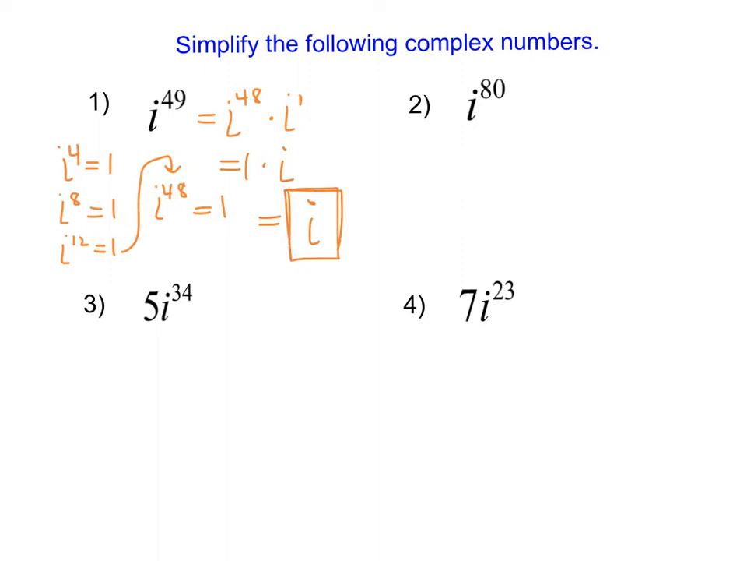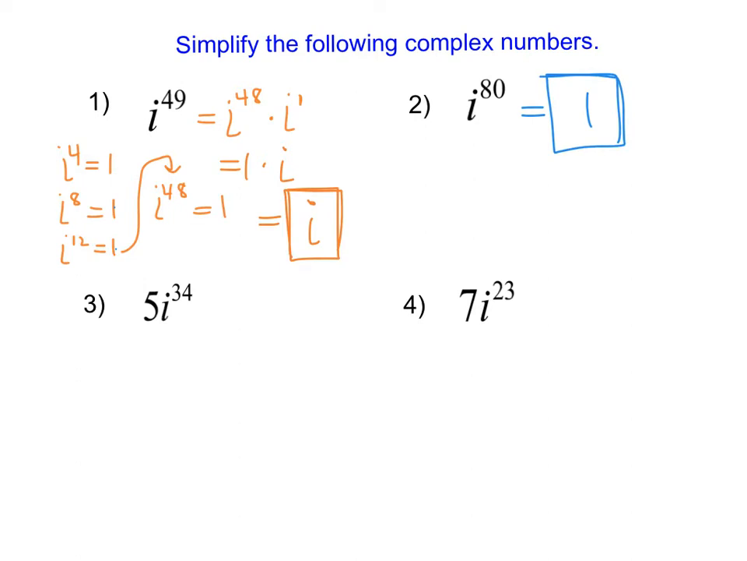Now if we look at i to the power of 80, what I notice is that 80 is divisible by 4. And because i to the power of 4 is 1, and then 8, 12, if we keep going with that pattern, because 80 is divisible by 4, this is just going to equal a positive 1.